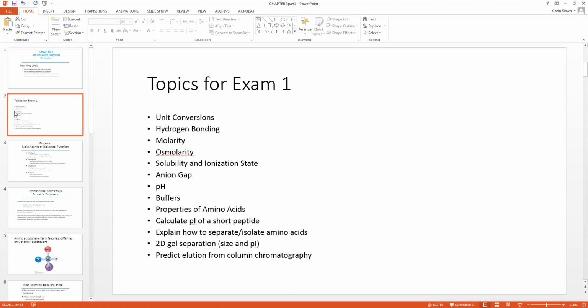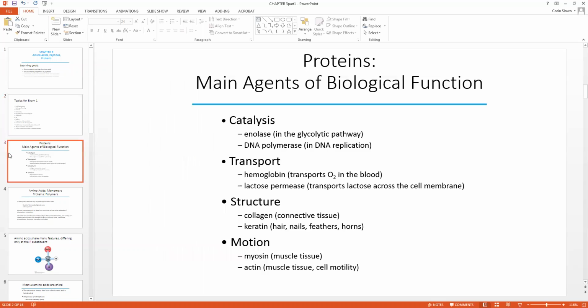the properties of amino acids, calculating the pI, the isoelectric point of a short peptide, and then an ability to explain how to separate or isolate amino acids, including things like 2D gel separation, and then the ability to predict what elution will look like from column chromatography.